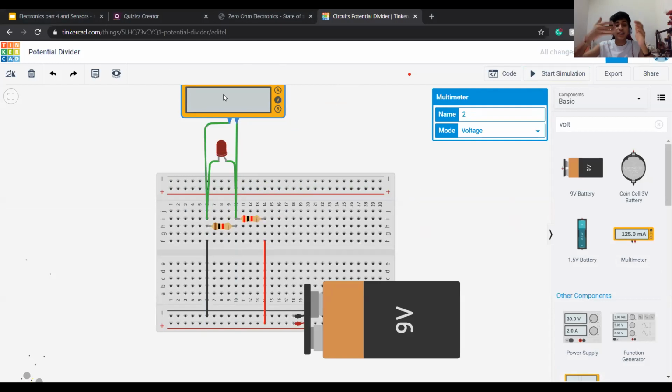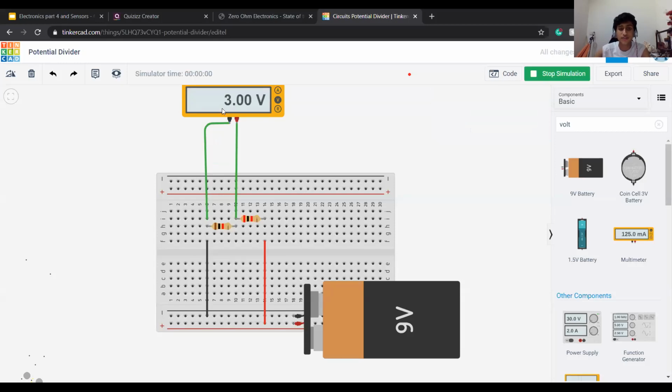That's because the LED is using up some of the voltage and the value is different. But if I were to disconnect the LED, you'll see that it shows 3 volts. Now ignore the 1.85. It's because the LED is using some of the charge, so the reading reduces. That's why I shouldn't have.